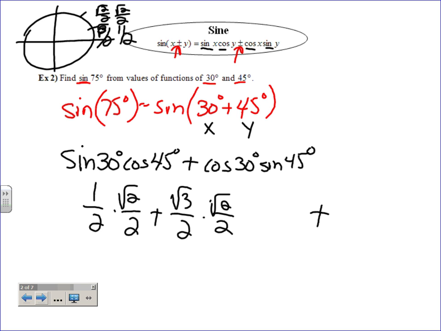And so this first term, these first two terms, gives me what? Square root of 2 over 4. And then these two, square root of 6 over 4.